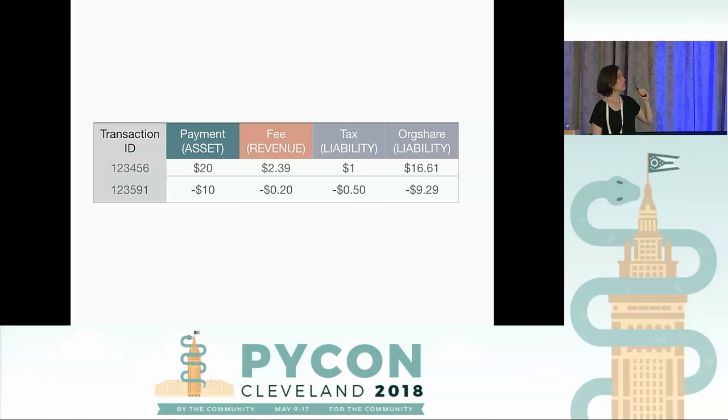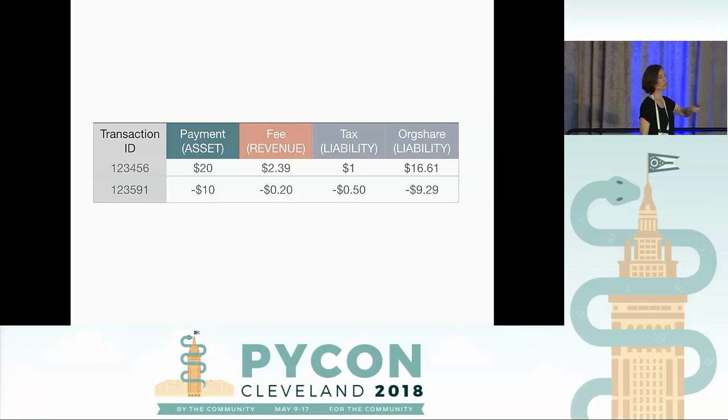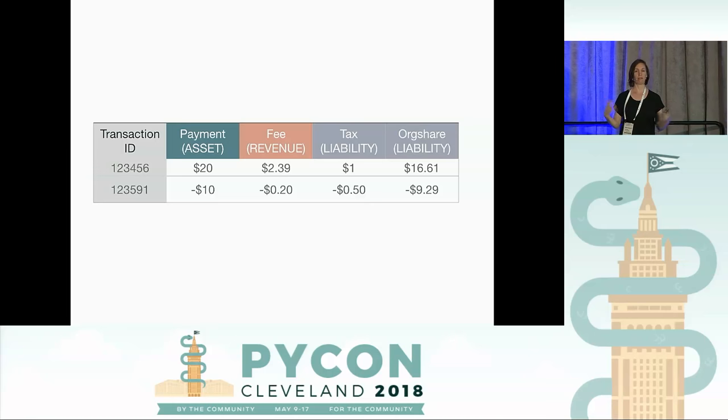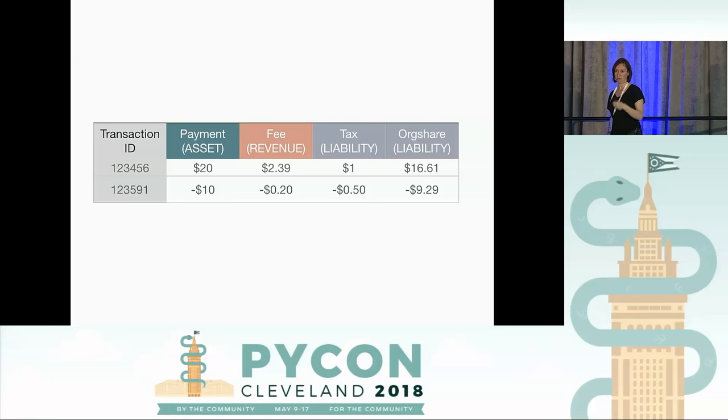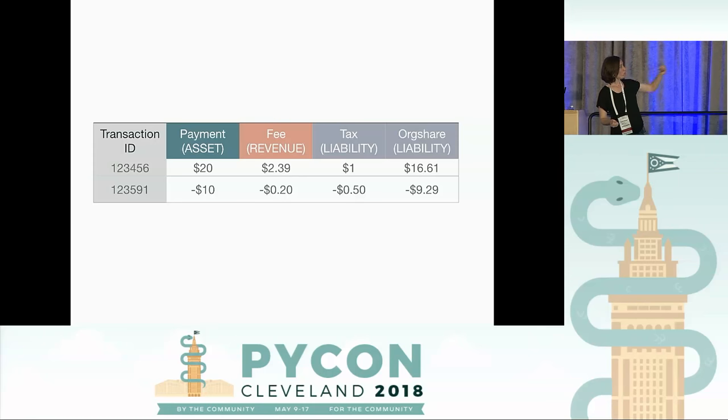That $20 can be broken into a fee, $2.39, which is the cost of using the platform, taxes, which Eventbrite collects on behalf of the organizer and remits to the government, and the rest of the money belongs to the organizer who's organizing the event, who will get that money in the form of a payout at a later time. Those numbers should add up. $2.39 plus 1 plus 16.61 equals $20. Yay.